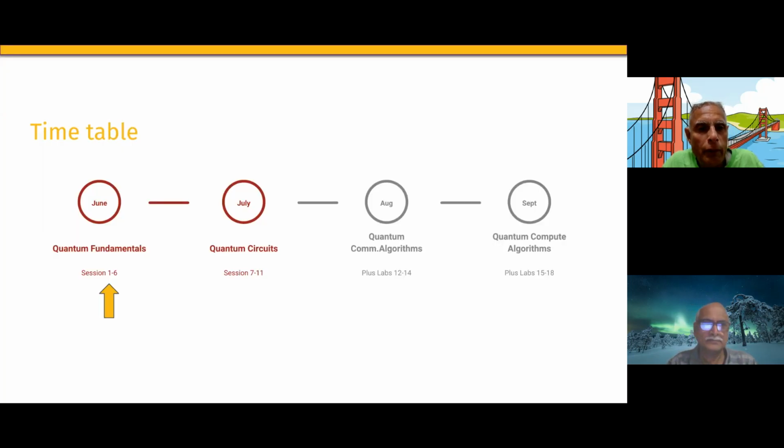What we have till now is the whole course divided into 4 parts. The first part is the quantum fundamentals, and this last session, 6, will cover all the fundamentals we needed. Part of it is more like a revision, but straightening things so that you will be able to go on to quantum circuits, and then the communication and compute algorithms in the August-September timeframe. In July, we should be able to close the quantum circuits. So one month, one area, that is the focus.